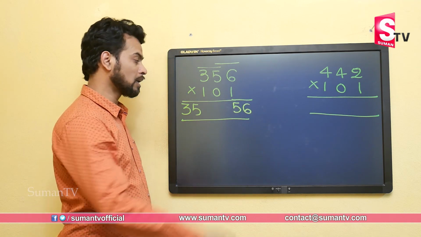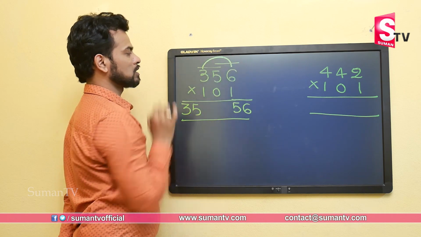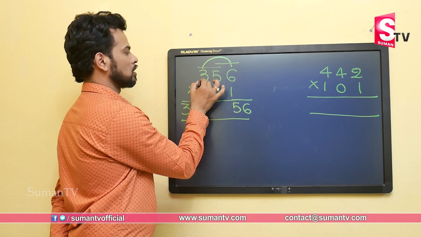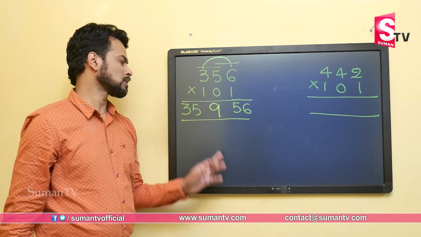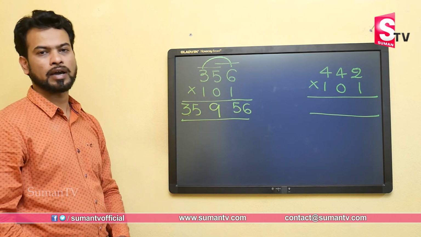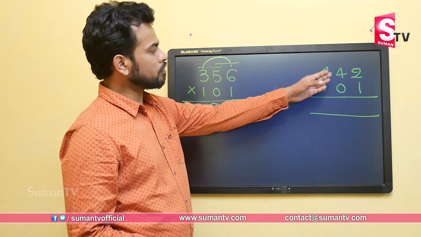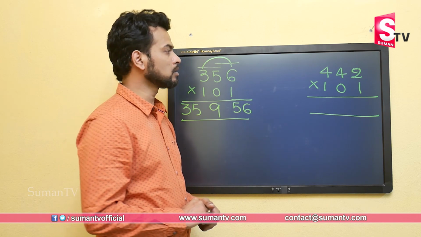And how will we get the middle answer? We will add this 3 with this 6, the leftmost digit and rightmost digit. 3 plus 6, that is 9. So we got this answer 35,956. Now we will try with 442 multiplied with 101.